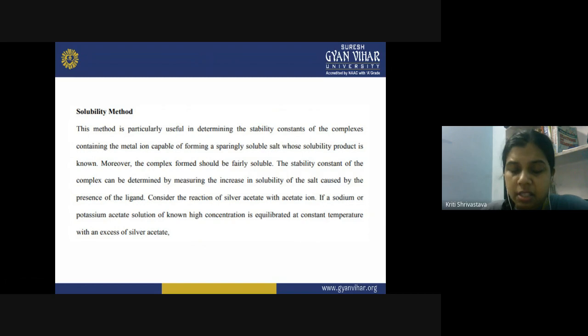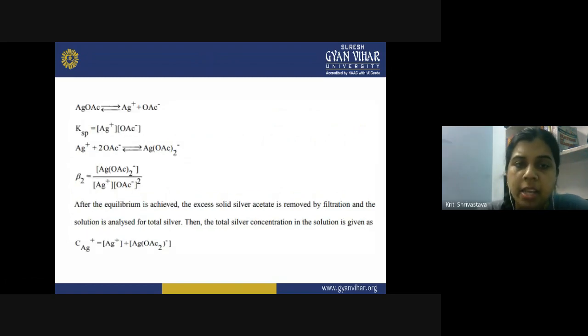Consider the reaction of silver acetate with acetate ion. If a sodium or potassium acetate solution of known high concentration is equilibrated at a constant temperature with an excess of silver acetate, then this would be the equation, right? So you have AgOAc. It can remain ionized like Ag plus and OAc minus, and the solubility product KSP would be equal, at the equilibrium position, to Ag plus into OAc minus. So this will be the solubility product.